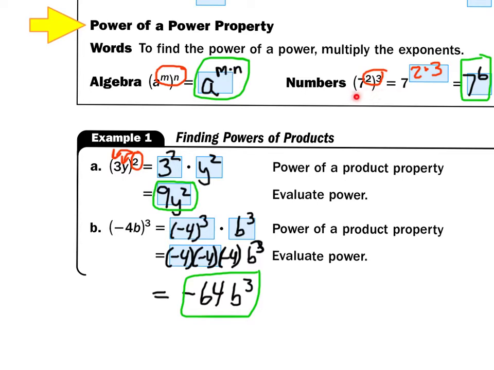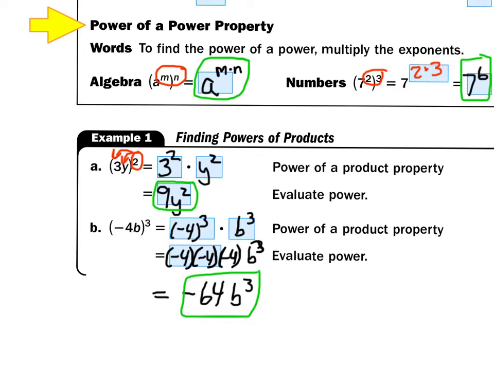And then take a look at the numbers. I have 7 to the second power raised to the third power. So I grab my red and I circle the 2 and the parentheses and the 3. So that becomes 7 to the 2 times 3. So that's 7 to the 6th power.